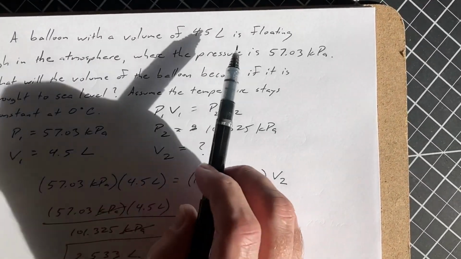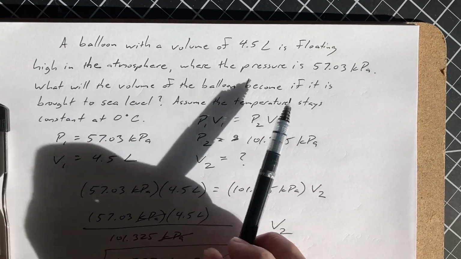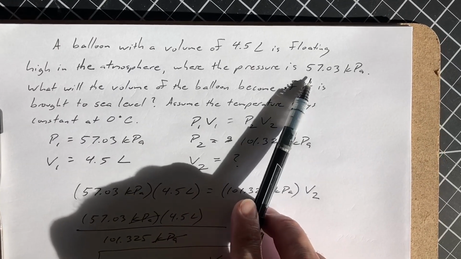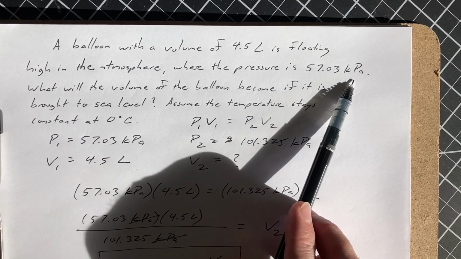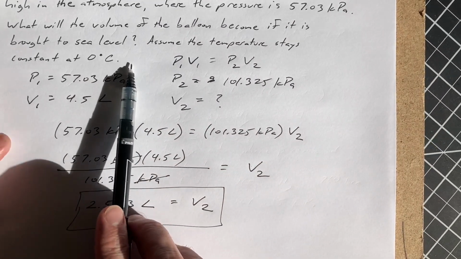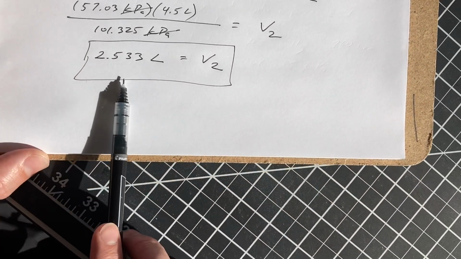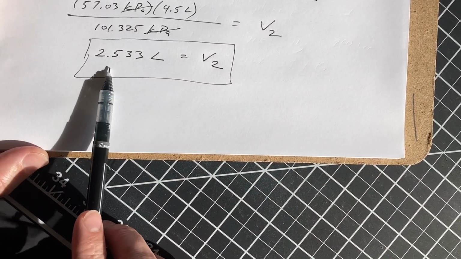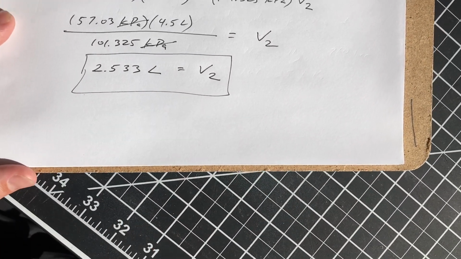So if you take that balloon that's floating so high in the sky that the pressure up there is only 57.03 kilopascals, it's 4.5 liters of volume. You bring it down to sea level, it's going to shrink the volume of that balloon down to 2.533 liters. That's your V2.